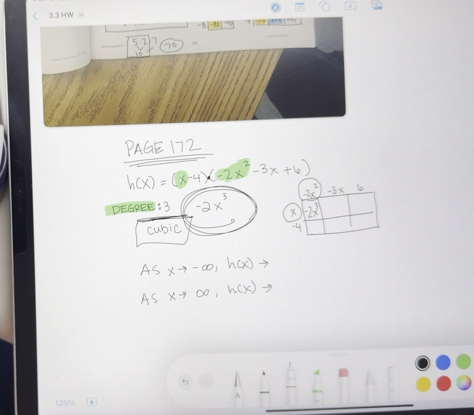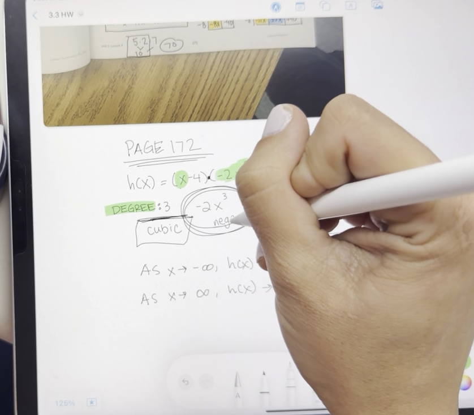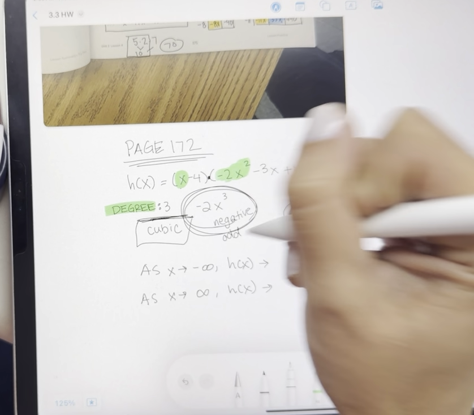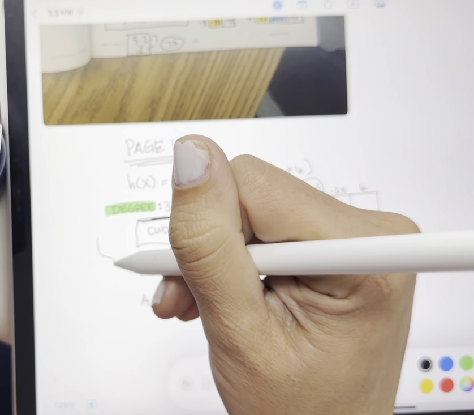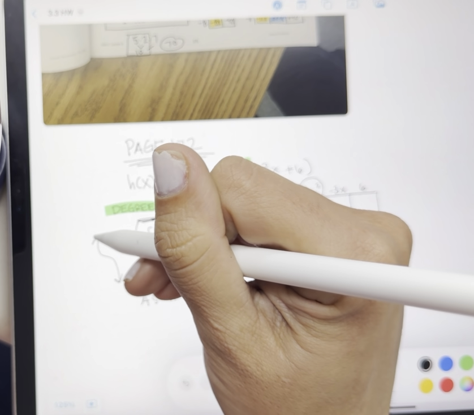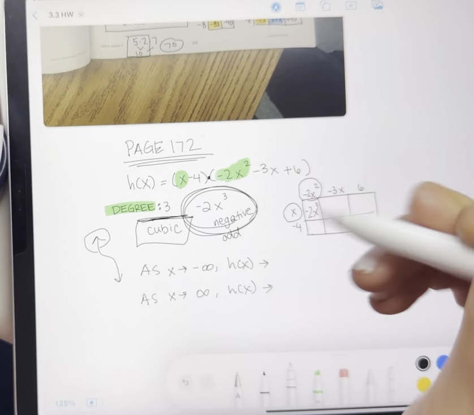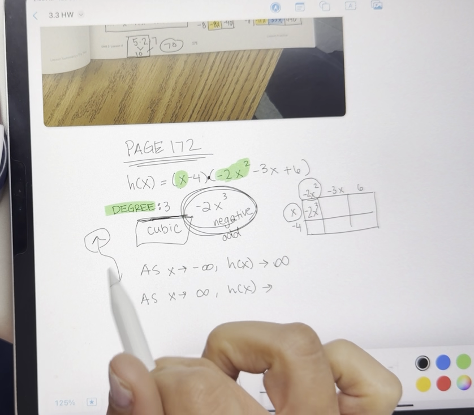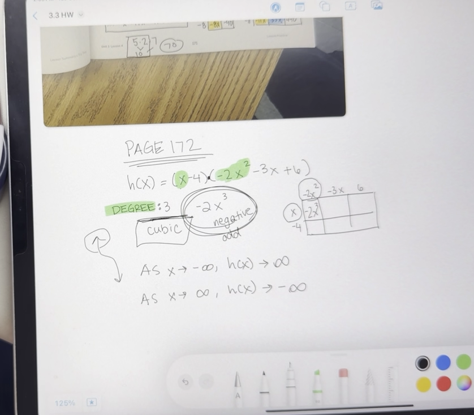So looking at this term, I notice that it is negative and odd. So they're both going to go opposite ways. Going down. Exactly. Boom. That's our guy. That means on the left side, I'm going up, so infinity. And on the right side, I'm going down, so negative infinity.